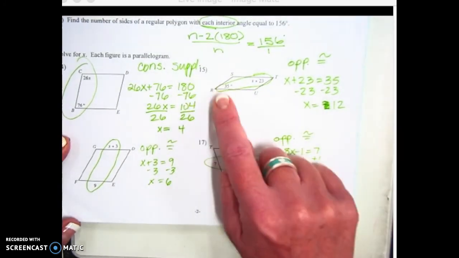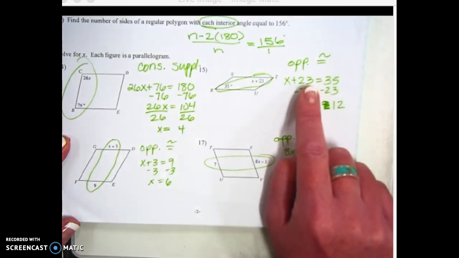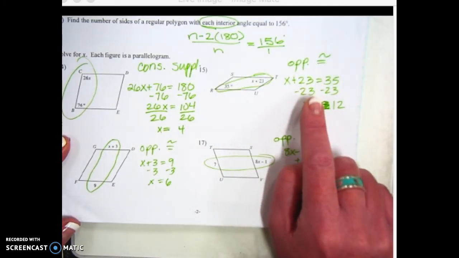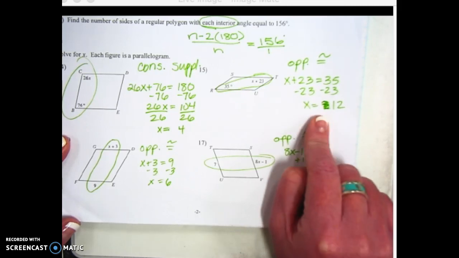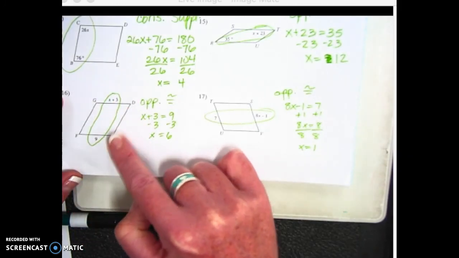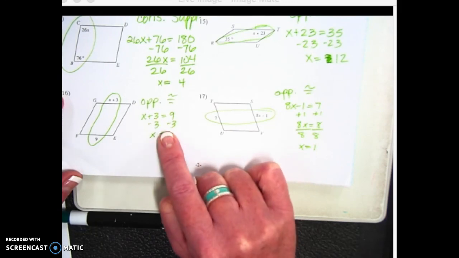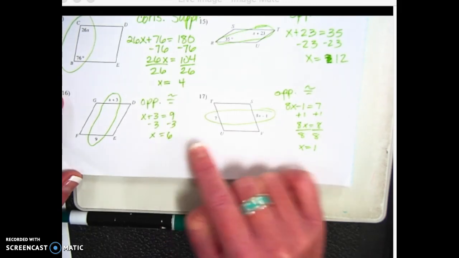Then when you jump over to 15, now the angles are opposite. And so opposite angles should be congruent. So you simply put an equal sign in between them, subtract 23 from both sides, and you'll get x equals 12. On number 16, you have opposite sides labeled. And opposite sides should be congruent. So put an equal sign in between them, subtract 3 from both sides, you should get x equals 6.